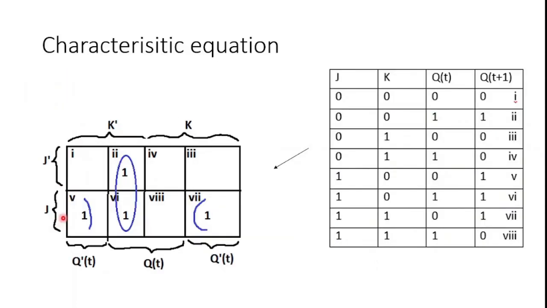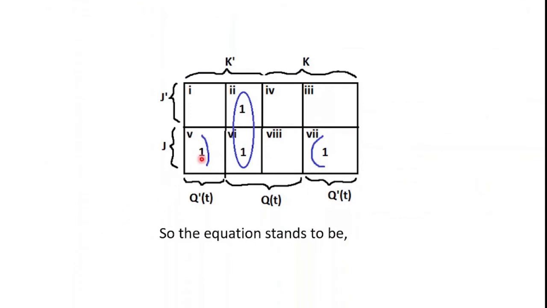Now as for the characteristic equation, we'll be extracting the ones from QT plus 1. Like we have a 1 at the second slot and then in the 5th, 6th, 7th. Okay, and if we plot them into the K-map like this, this is the K-map, and just like the second slot we had 1, so we're going to place 1 in here, and then the 5th, 6th and 7th. Okay, so if we solve this K-map, how do we get the equation? So you have to notice that it will be K prime QT plus J Q prime T.